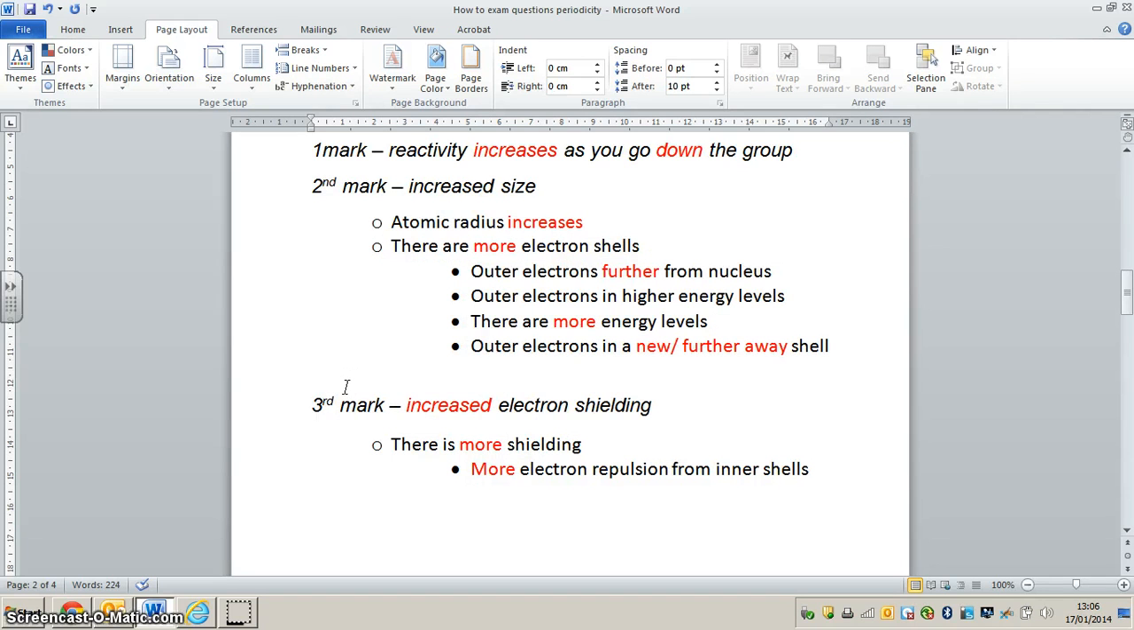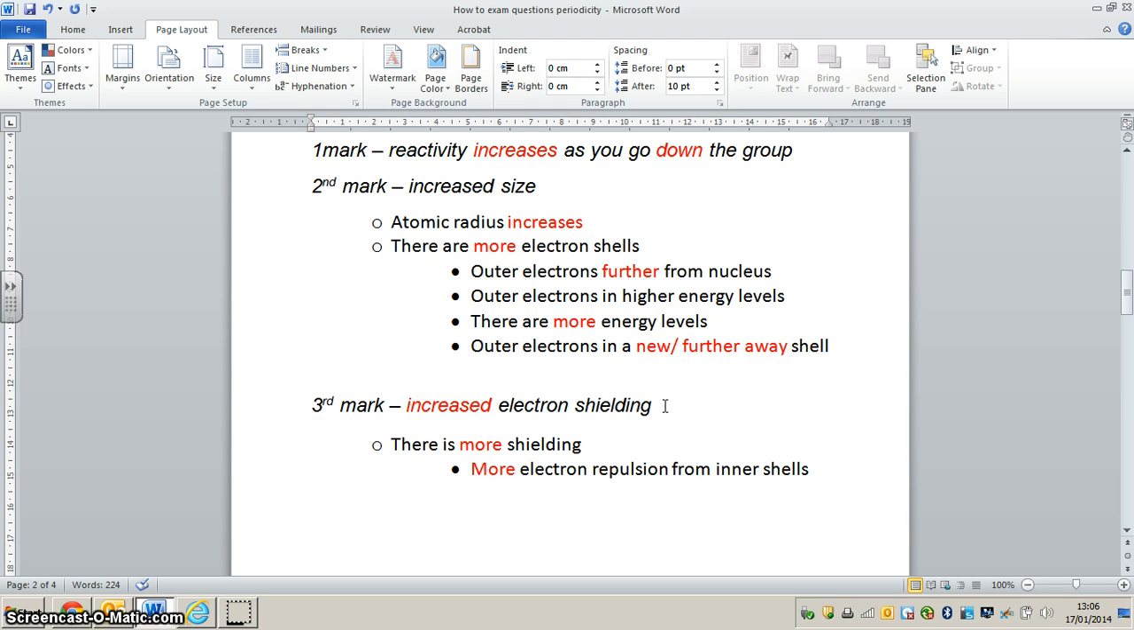And here's our third marking point. As we move down the group, there are more shells, therefore there is more electron shielding of the outer electrons, or there is more shielding of the outer electrons from electrons in inner shells. And we could also write the electrons in the outer shell are repulsed from electrons in inner shells. So the third marking point then is about this idea of increased electron shielding from electron shells closer to the nucleus.